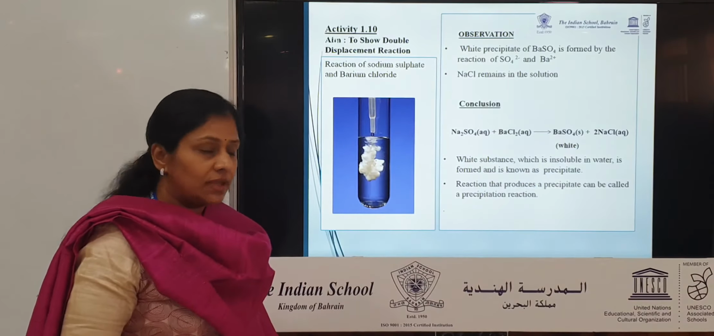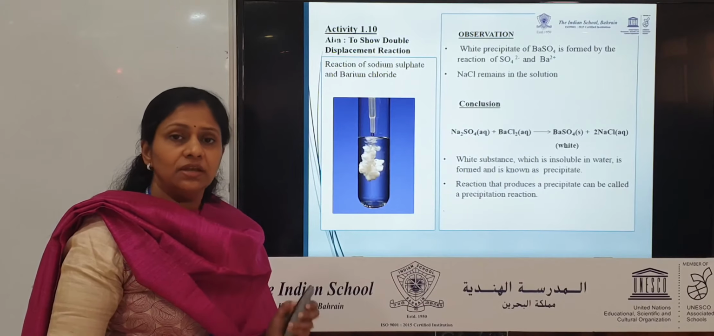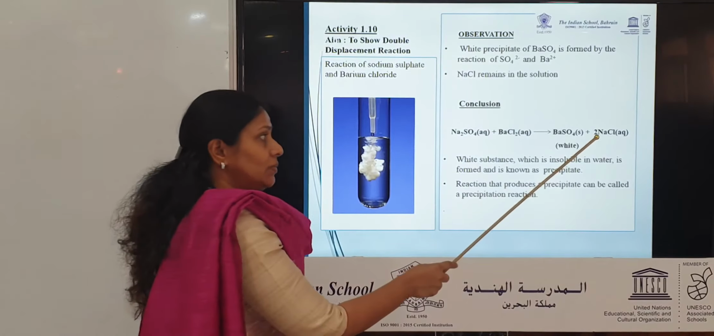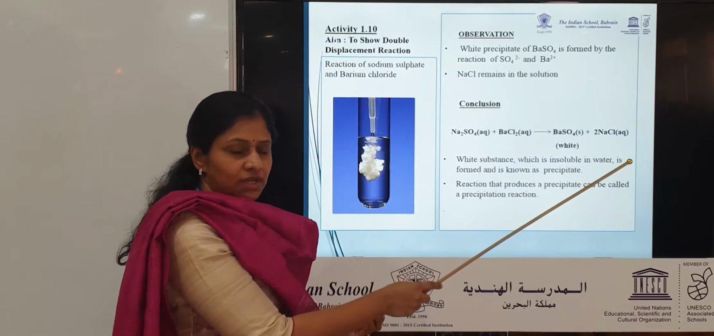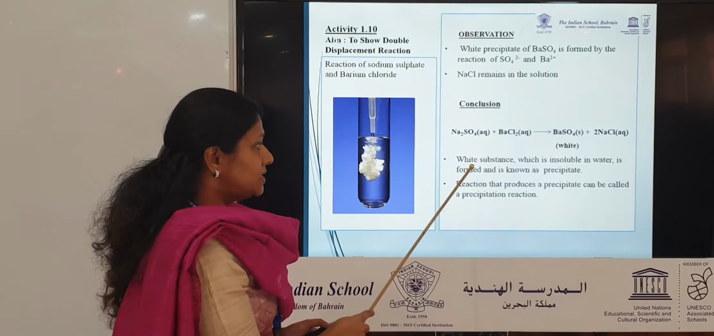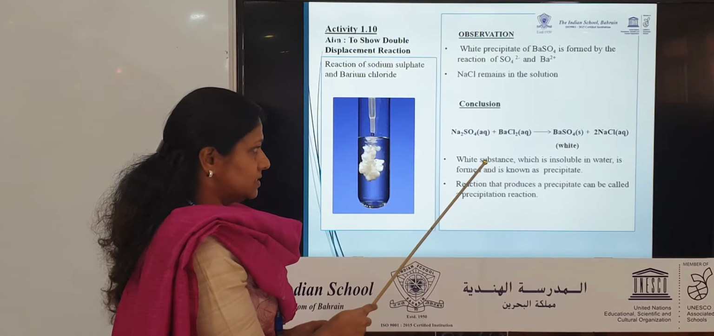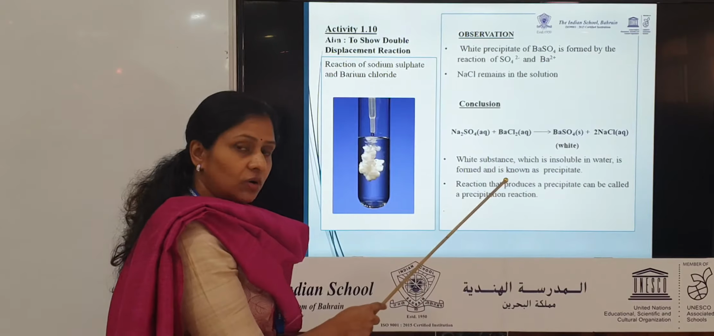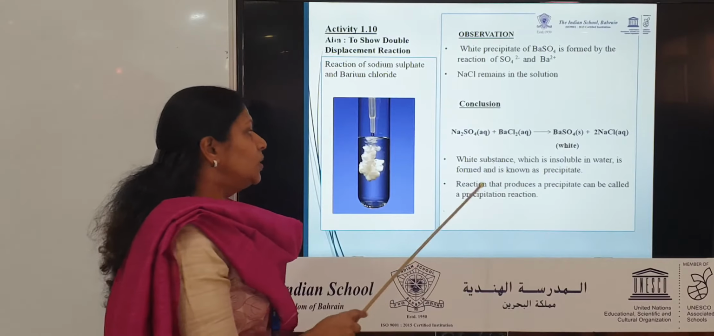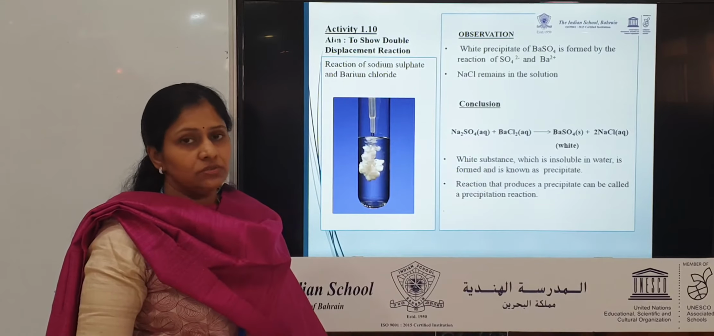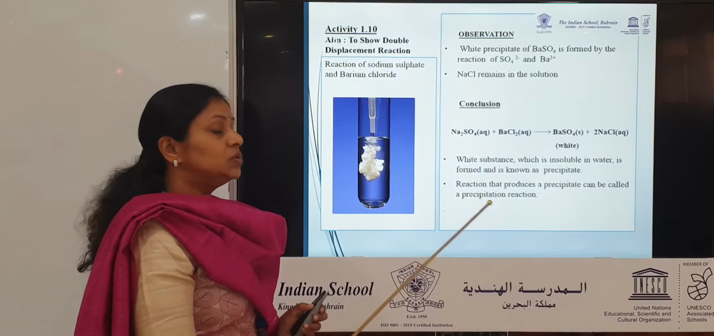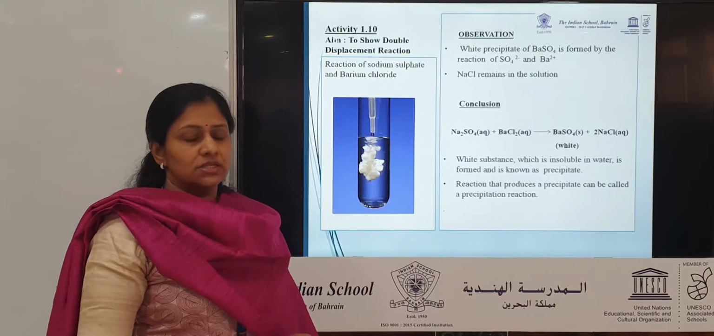So what does that show? Barium sulfate is insoluble in water. So the insoluble products will come out as precipitate. But the soluble one, you know that sodium chloride, that's a common salt. It is soluble in water. That will remain in the solution. So this white substance which is insoluble in water is formed, and that is known as precipitate. So in this reaction, since a precipitate is formed, you can call it a precipitation reaction also. So this reaction is an example for double displacement reaction and also precipitation reaction. So let us see more examples.